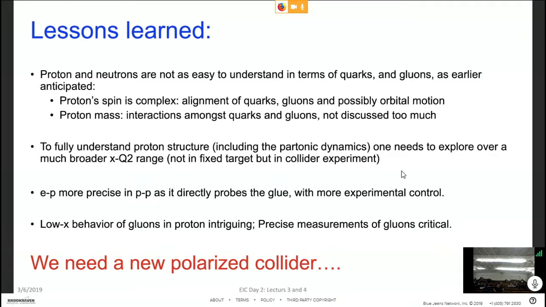If we don't go in the low x region and the high Q squared region, we will never reduce the uncertainty in the gluon's orientation contribution. So we need a much broader x-Q squared range, which is not possible in fixed target experiments. We need to go to a collider. And then last but not the least, we need to look at the low x behavior, and we really have to understand what the dynamics is.